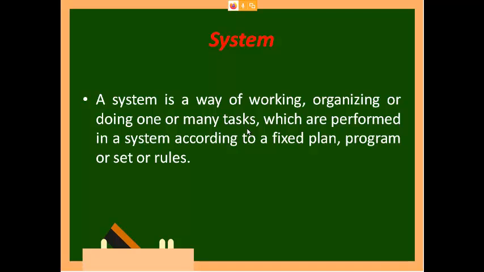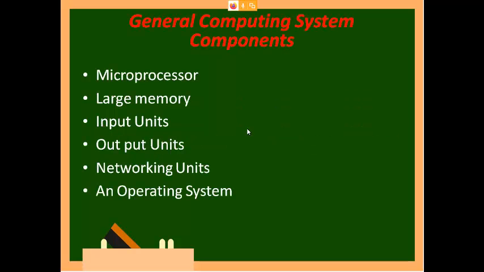So that is what we mean to say. So that is called a system. Then general computing system components. What and all you require? You require a processor, you require a memory, you require an input device, you require an output device, you require a networking unit, how you are going to interconnect them, and an operating system. So that is the final.